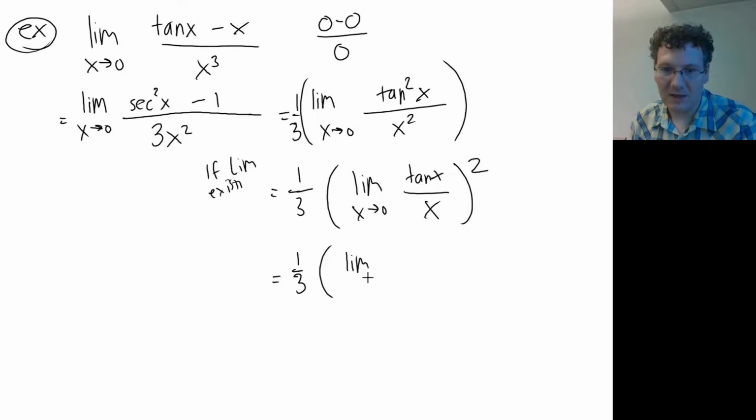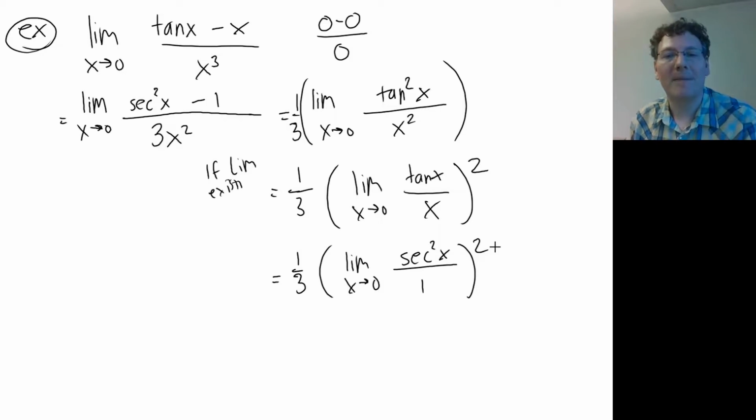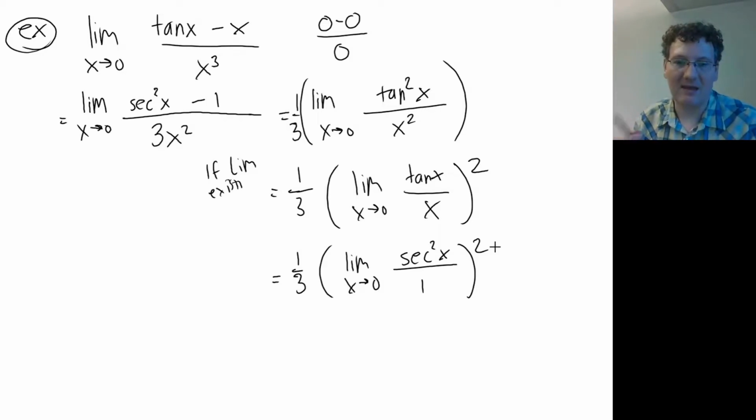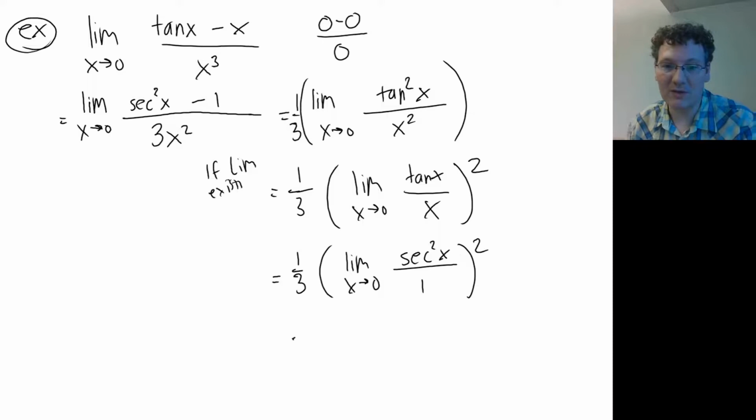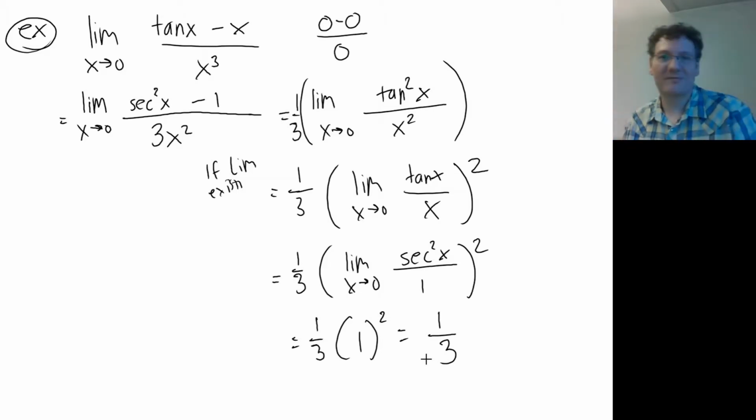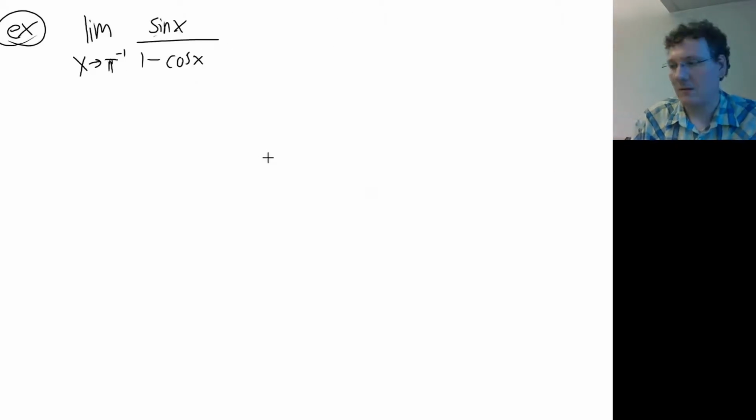This is the limit as x goes to 0 of the derivative of tangent x, which is secant squared of x, over the derivative of x, which is just 1. Now, we can evaluate the secant of 0. That's not 0, that's 1, because the cosine of 0 is 1, and secant is 1 over cosine. So we have 1 over 1, and we get 1/3 times 1 squared. So we have 1/3 for our limit. Wild, huh?